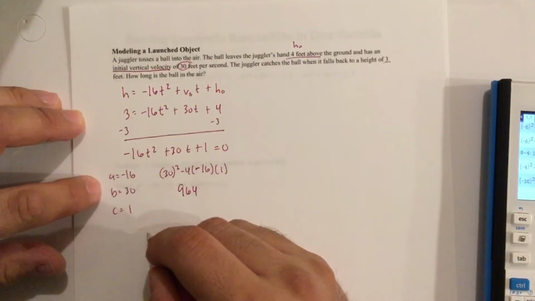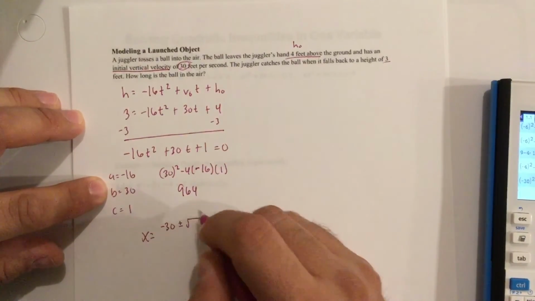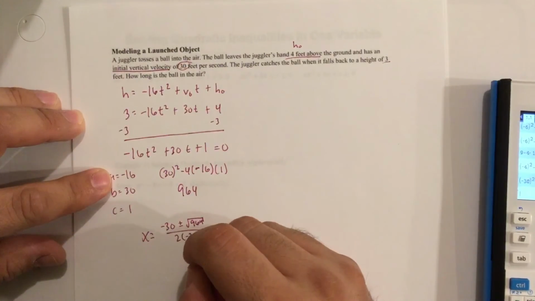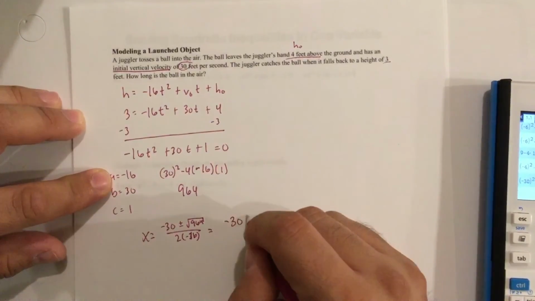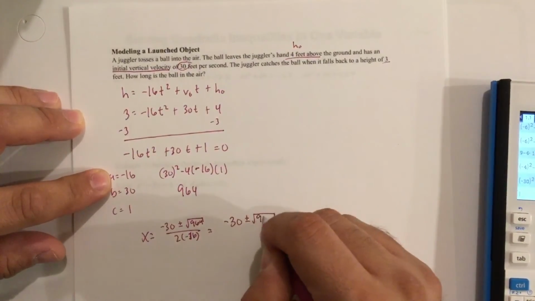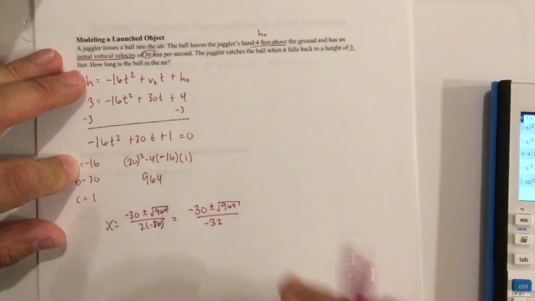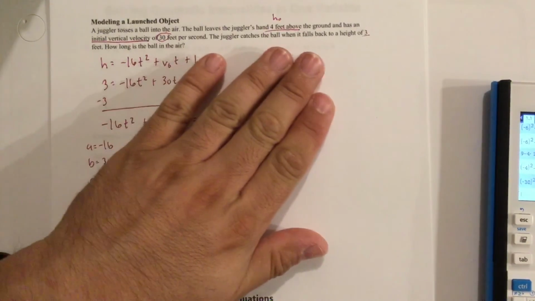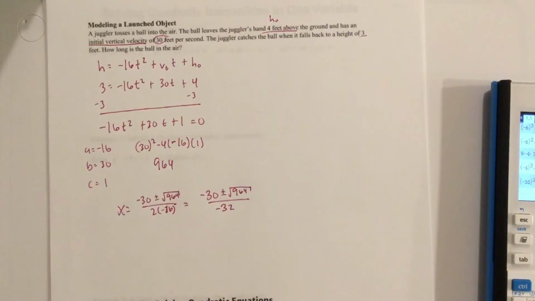All right, so now x equals the opposite of b, so negative 30, plus or minus the square root of the discriminant, which is 964, over 2 times negative 16, which gives me negative 30 plus or minus the square root of 964 over negative 32. Now, this is a real life application problem. So the juggler catches the ball. How long is the ball in the air? We're talking about how long, which is time, and time needs to be positive.